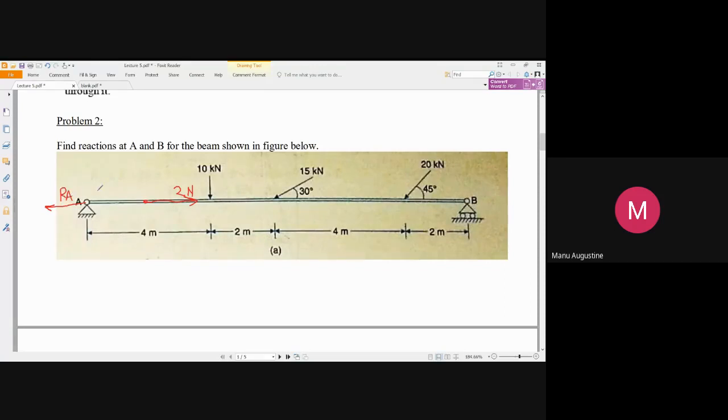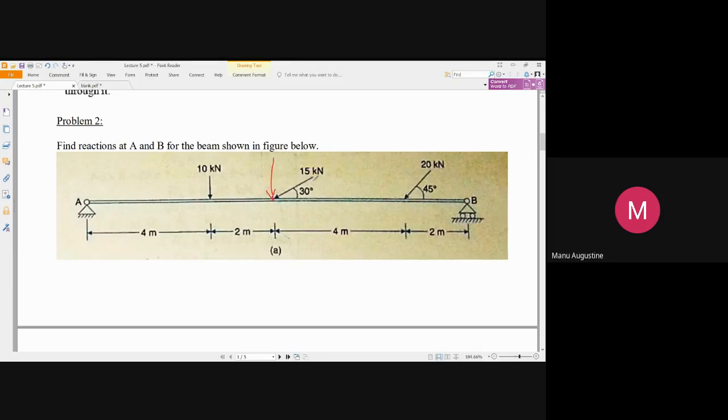Now let us understand how the reaction at A will be generated if an angular force is applied on it. So on the rod, an angular force is applied. What you have to do, once again, keep this in mind: anytime you encounter an angular force, you immediately resolve it into the horizontal and vertical components. And from that point onwards, your solution and your numerical methodology will become very easy. So what I'm going to do is replace this 15 kilonewton with a vertical component.